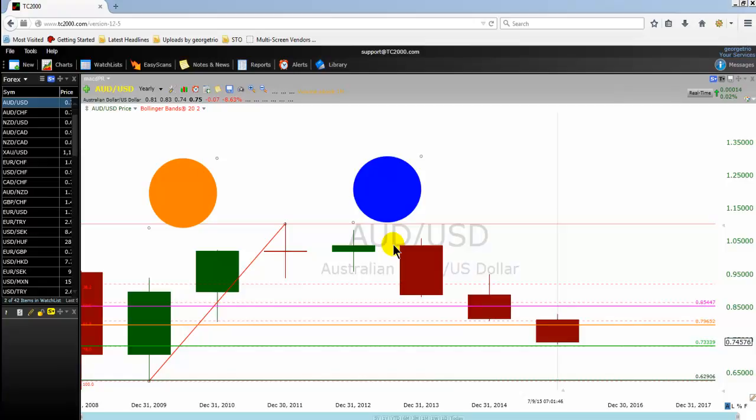If gold is going up, the Australian US dollar currency pair is likely to go up with gold. If gold is going down, the Australian US dollar currency pair is likely to go down. It's positively correlated to gold, all right? And you want to understand why.